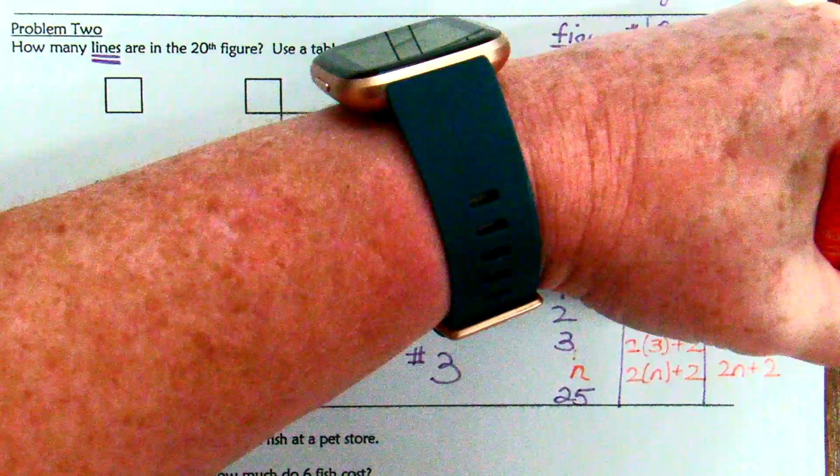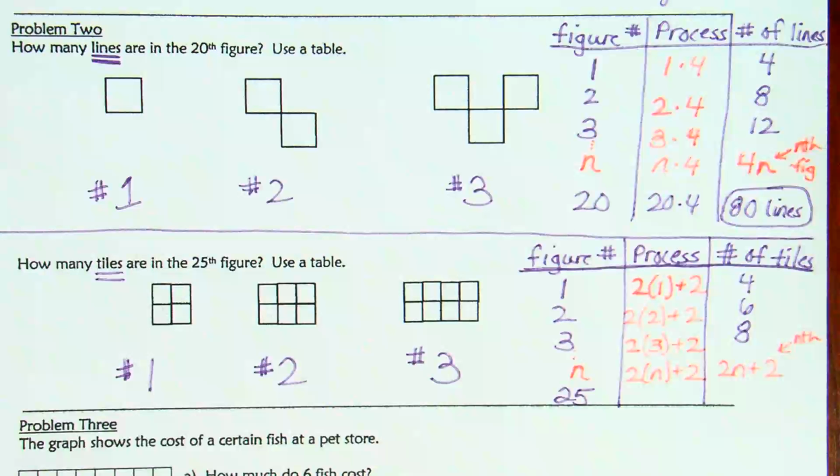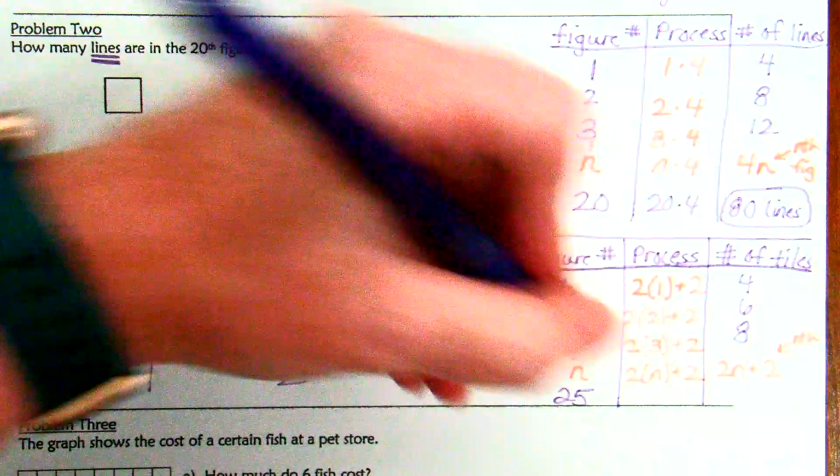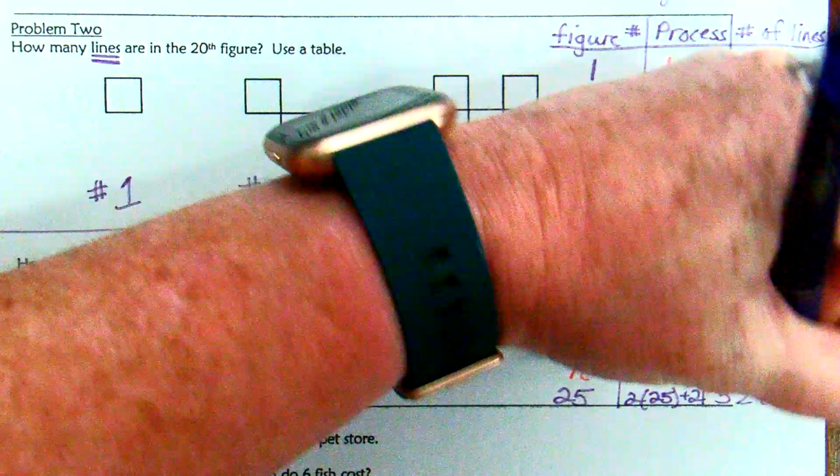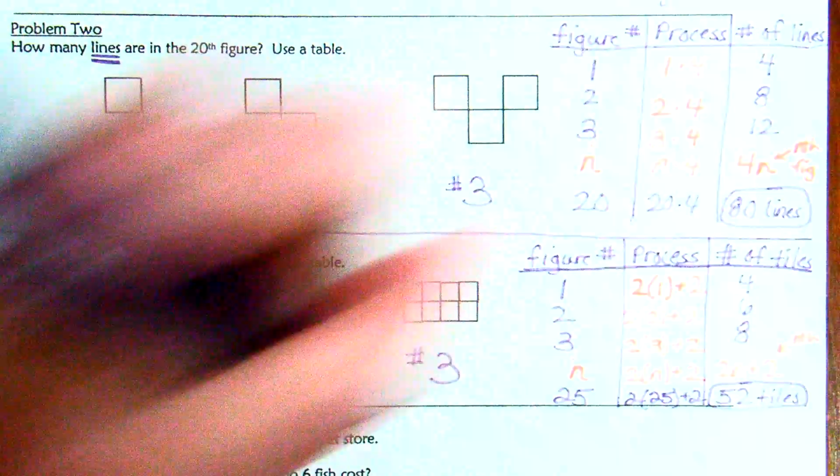That would be nth. Did you guys get 25? What's 25? 52? Because it's 2 times 25 plus 2. So 52 tiles.